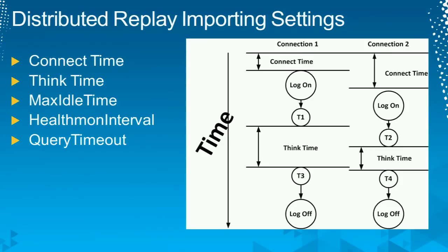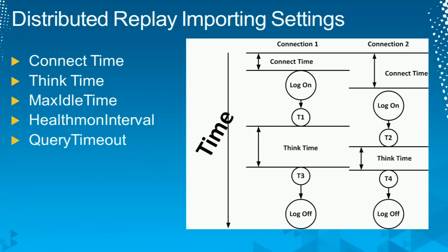So there's 5 different settings you can set when you're running the actual replay itself. This is set through the config file. The connect time, the think time, the max idle time, the health mon interval, and the query timeout. So the connect time is the amount of time that the replay process should wait between connection and actually starting to do something, which is shown kind of up at the top there where it says connect time.